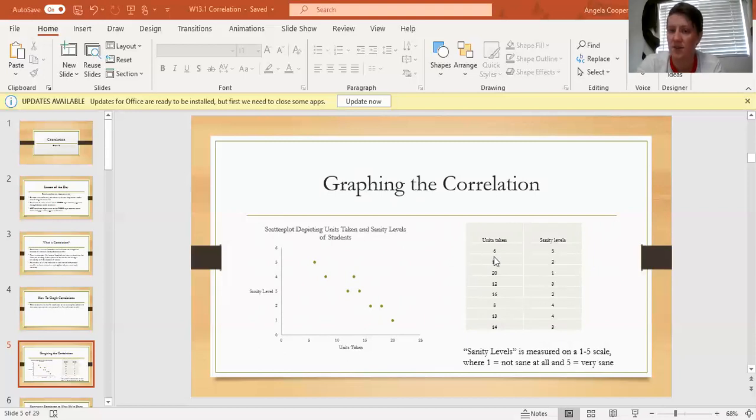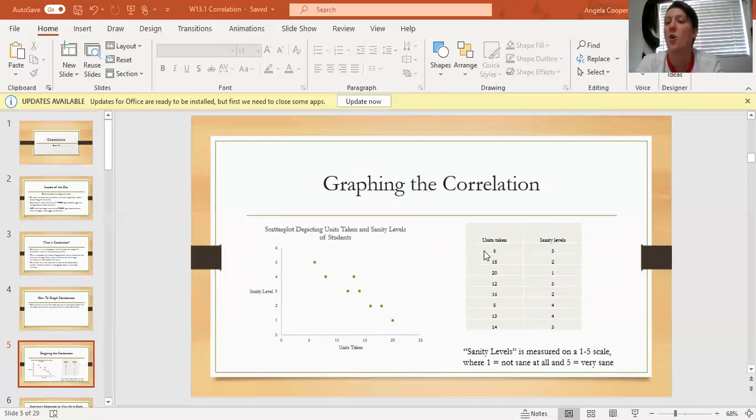So just to stick with this 6 units taken and 5 sanity level, we see units taken here on the x-axis, the horizontal axis. So 6 is about right here. Their sanity level is registered at a 5. So sanity level is over here on the y-axis. So here's that first person right here with the 6 approximately right there, and the 5 right there. And this is done for all of the remaining participants. So again, each row represents one person responding to these questions.